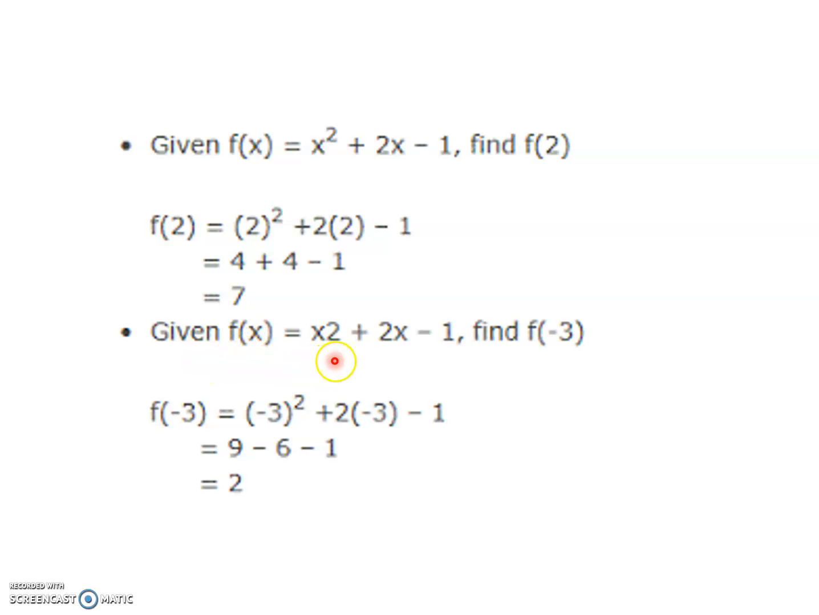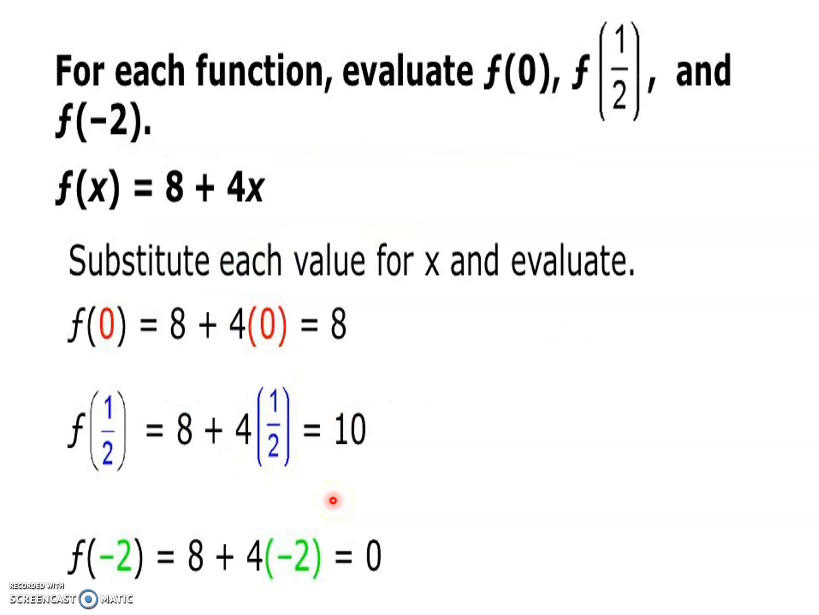If f of x is equal to x square plus 2x minus 1, same equation we have to establish. Find f of minus 3. Instead of x, we have to put minus 3. Minus 3 square plus 2 into minus 3 minus 1. Minus 3 square is 9. 2 into minus 3 is minus 6 and minus 1 remains the same. 9 minus 6 minus 1. 9 minus 6 is obviously 3. 3 minus 1 is 2.